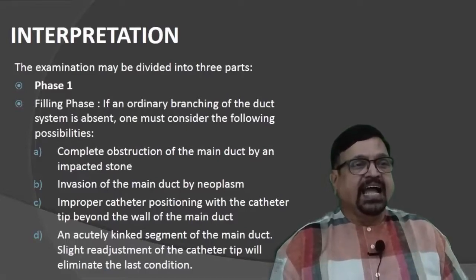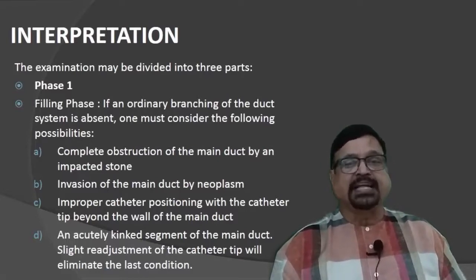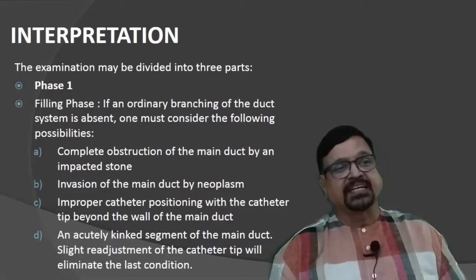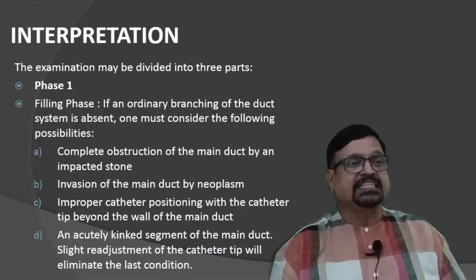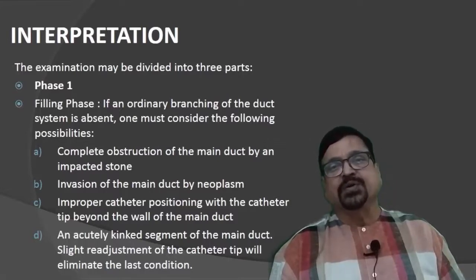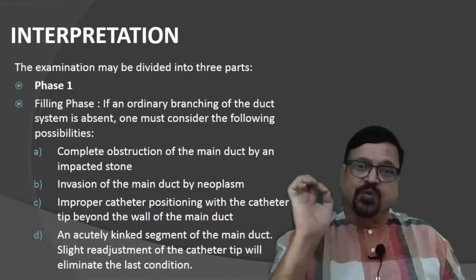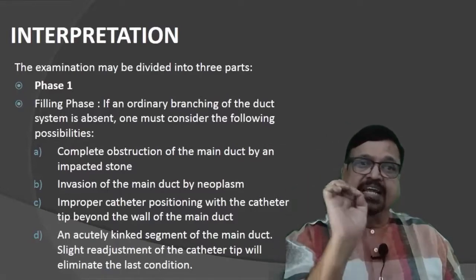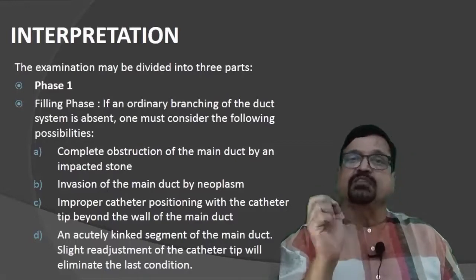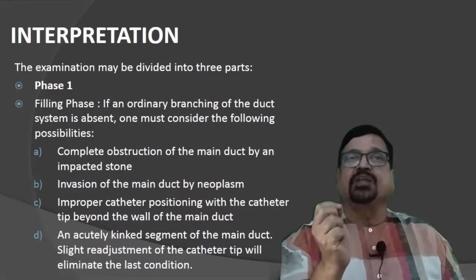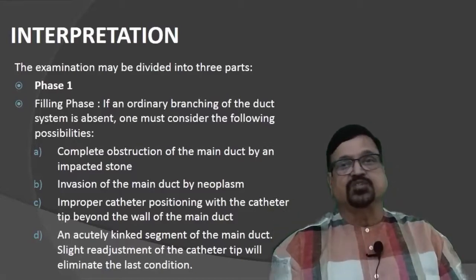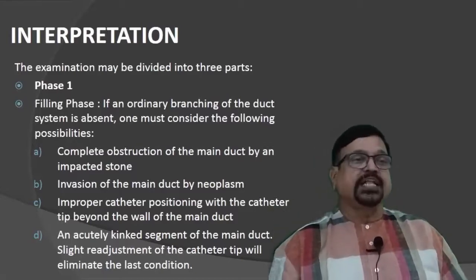Then an acutely kinked segment of the main duct. This you have to keep in mind, and slight adjustment of the catheter tip will eliminate this. This is technical, so while doing it, if you find the catheter is not going smoothly, think of total obstruction, think of partial obstruction, also think of the kink, and try to negotiate it. If you are putting contrast, you will know at the first film that there is a kink. So in the subsequent films, you can readjust.